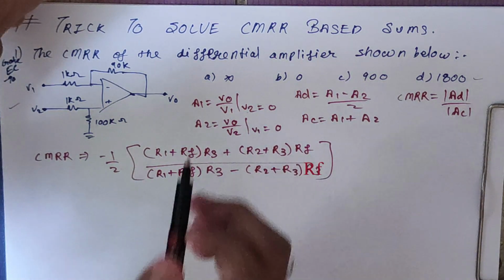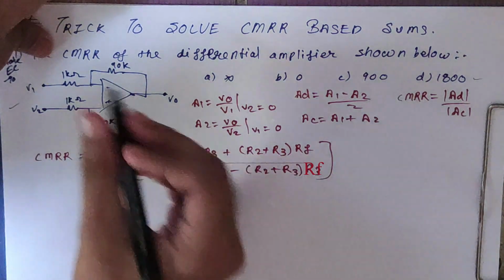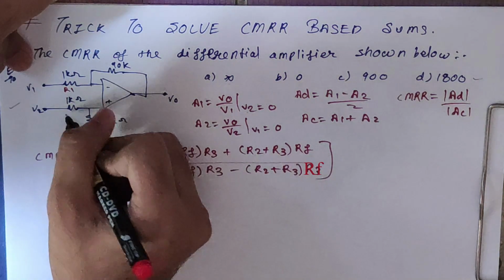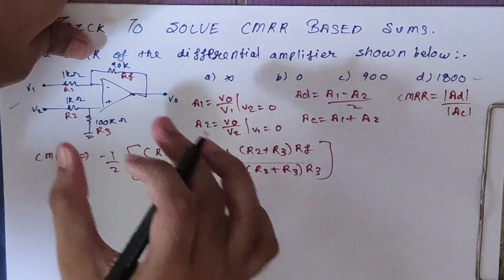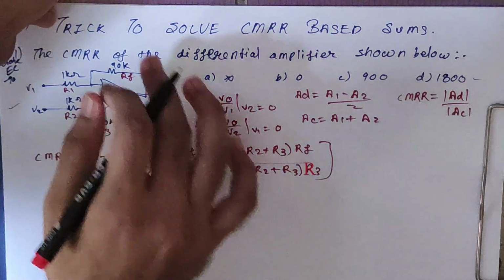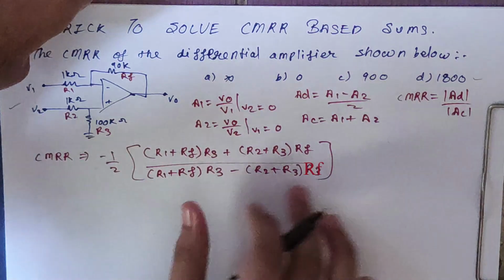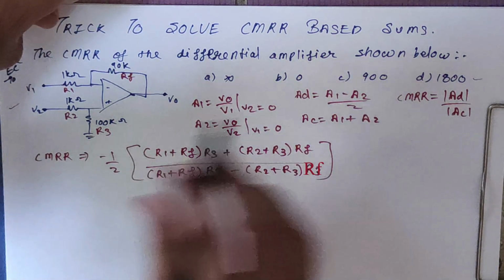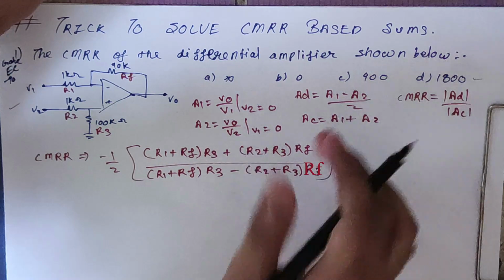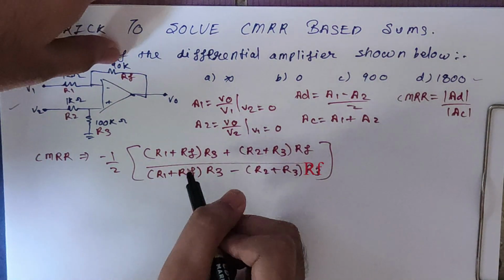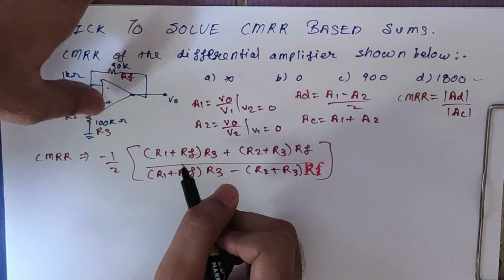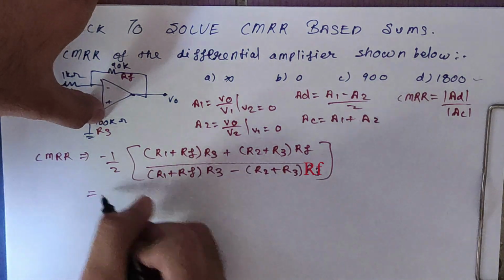Let's see how we can get our answer. First, let's see what R1, RF, R2 and R3 are. Here this is your R1, this is your R2, this is your R3, and this is your RF. This will always be the same. You will have to use this formula only, and there is no need to go to the traditional way. So let's solve this sum. Here R1 is 1 kilo ohm, RF is 90 kilo ohm, R2 is 1 kilo ohm, and R3 is 100 kilo ohm. Let's put these into the formula.